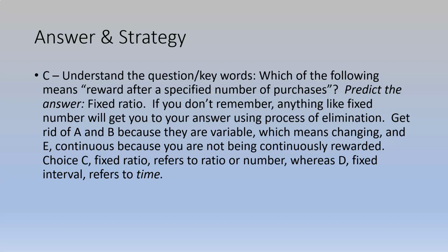If you don't remember anything like fixed number, you can get to your answer using process of elimination. Get rid of A and B because they're variable, which means that they change. And E, which is continuous, because you're not being continuously rewarded. You're not getting rewarded every time you go. Choice C, fixed ratio, refers to a ratio or a number, whereas D, fixed interval, refers to time. And when we're talking about reward schedules, that word ratio is always going to mean a set number of times, and interval is always going to refer to time.